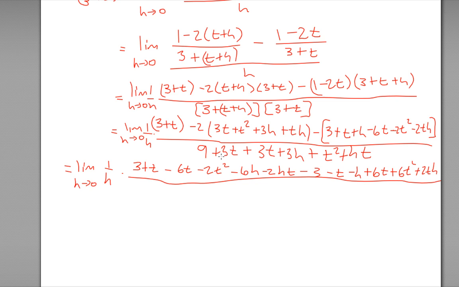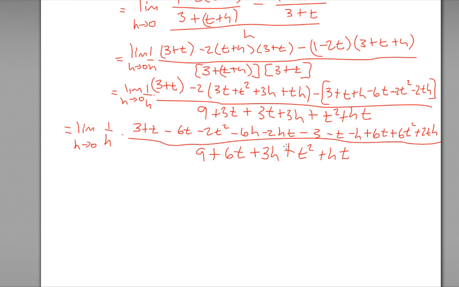All right, divided by, let's see if anything is better on the bottom. We have a 9 plus 3t, 9 plus 6t, right, these two 3t's add together, plus 3h plus t squared plus ht. Okay, moving right along. Let's see how much this cleans up.